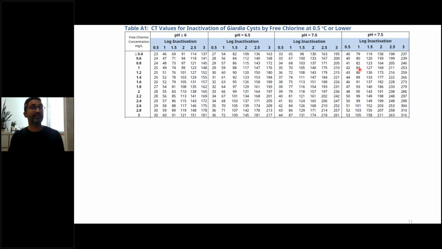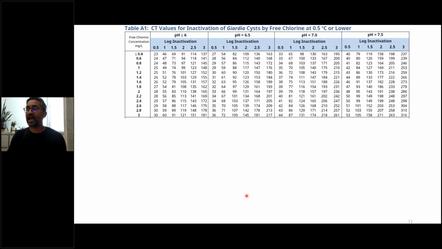What that means is the amount of CT that's required is increasing as pH gets bigger. And because CT is either the concentration of your disinfectant or the contact time, what that means is that as your pH is increasing, you need more disinfectant in place in order to achieve the 3-log removal of Giardia. Okay, so the main takeaway here is that pH affects the effectiveness of disinfection.